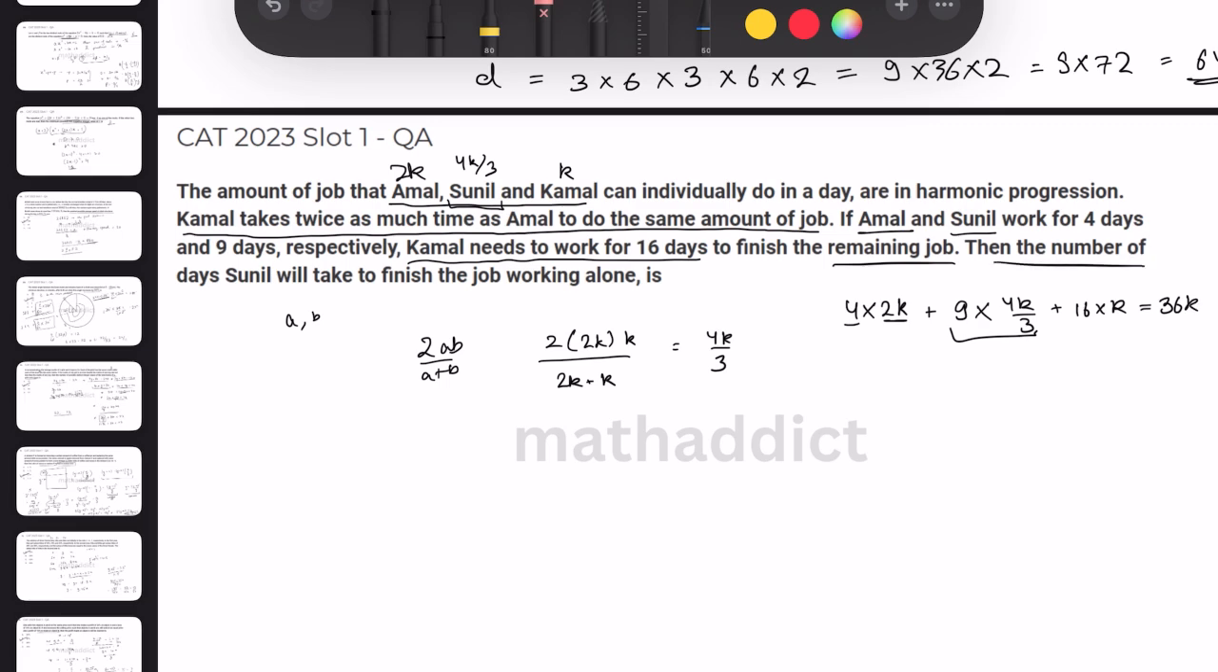Then the number of days Sunil will take to finish the job working alone becomes 36K upon the work he does in 1 day, that is 4K by 3. So this becomes 36K into 3, which becomes 27. So the answer is 27.